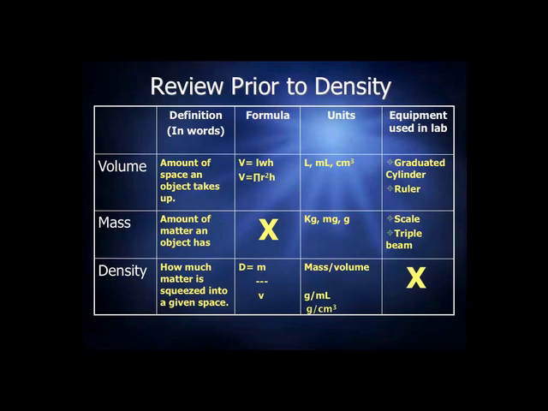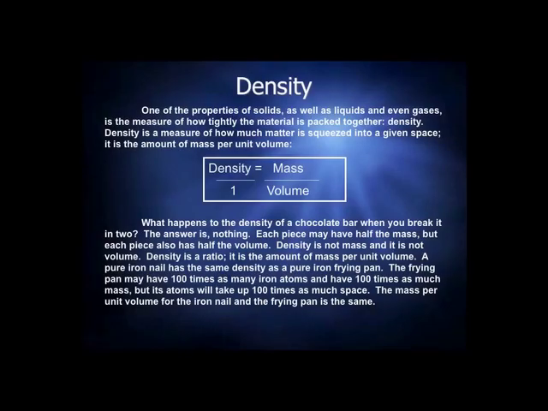And the equipment we use is just the equipment we use to measure the mass and volume. Density is just a calculation. We aren't measuring it directly. All right, now, if we look at the formula, density is how tightly packed the molecules are. The formula we use for it, density over 1 equals mass over volume.